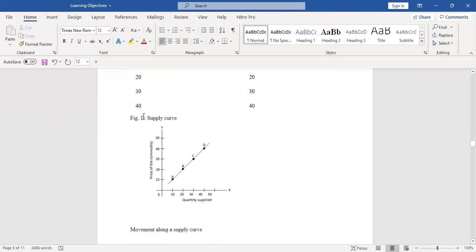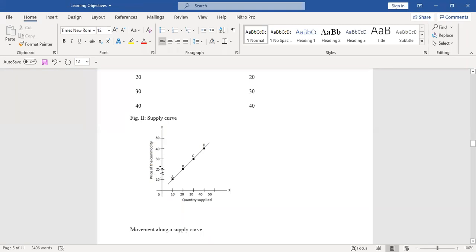So from that table, we're able to plot this graph here. We have quantity supplied on the x-axis and we have price on the y-axis. You're seeing a price of 10, right? You go across until you touch your supply curve at point A. You come down, you will see the quantity supplied at a price of $10 is 10 liters of milk.